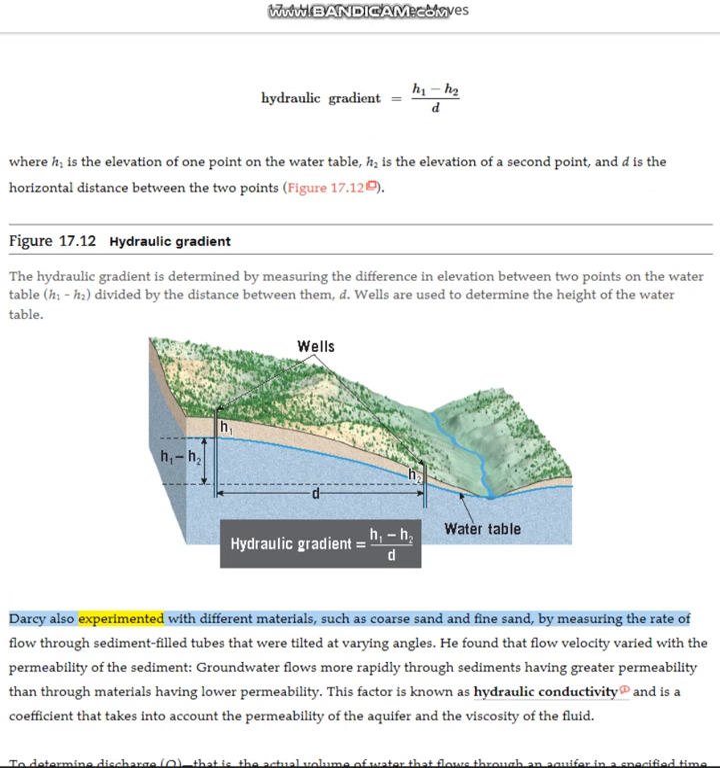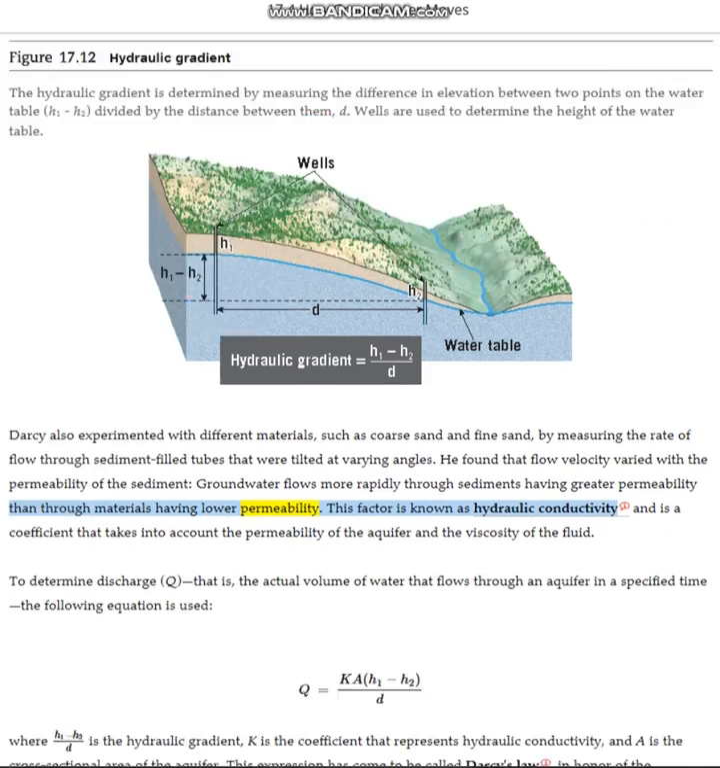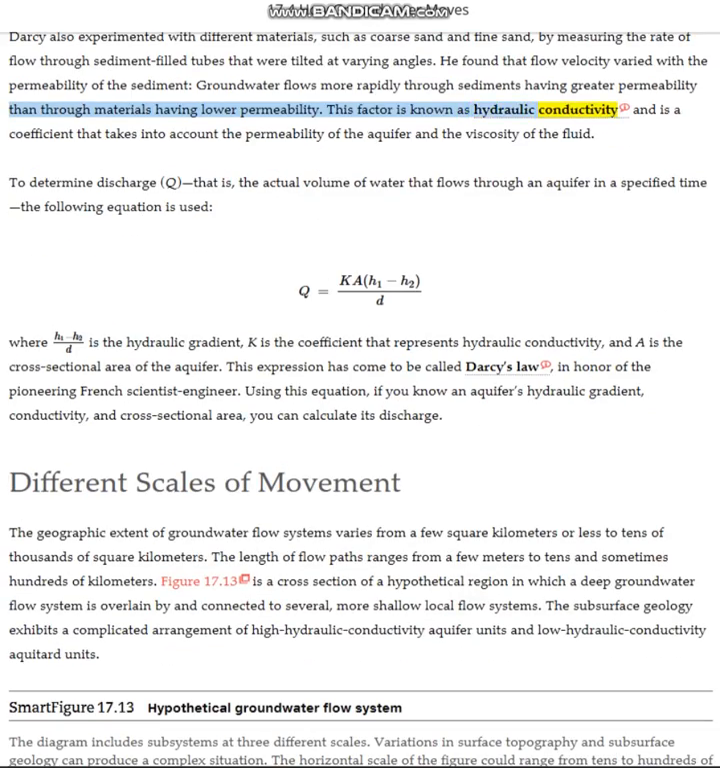Darcy also experimented with different materials, such as coarse sand and fine sand, by measuring the rate of flow through sediment-filled tubes that were tilted at varying angles. He found that flow velocity varied with the permeability of the sediment. Groundwater flows more rapidly through sediments having greater permeability than through materials having lower permeability. This factor is known as hydraulic conductivity and is a coefficient that takes into account the permeability of the aquifer and the viscosity of the fluid.